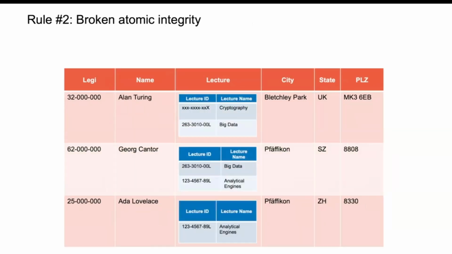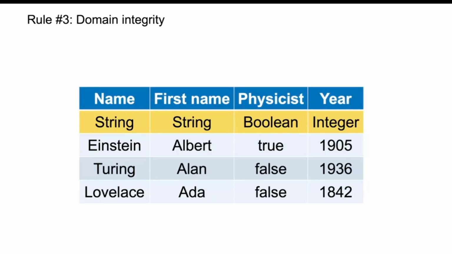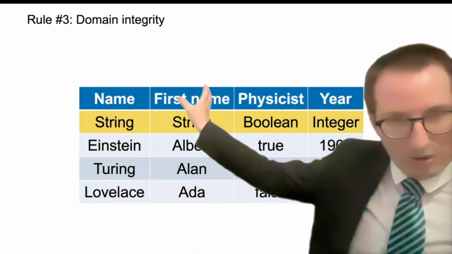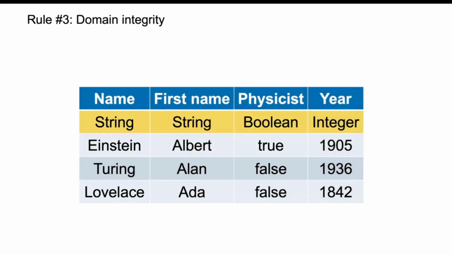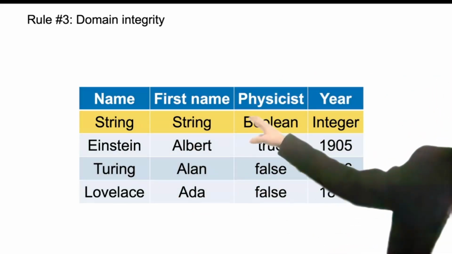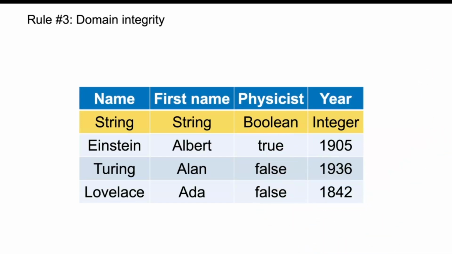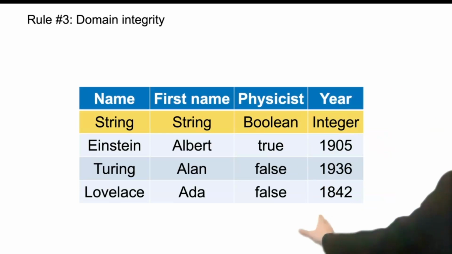Number three is called domain integrity. What that tells us is that if you look at one column, all the values are of the same kind. For example, I put it in yellow to clarify. All of these are strings, these are names. All of these are strings, these are first names. All of them are Booleans. Boolean is a fancy term for yes, no, so true, false. So these are just true, false. And all of these are integers right here, okay?